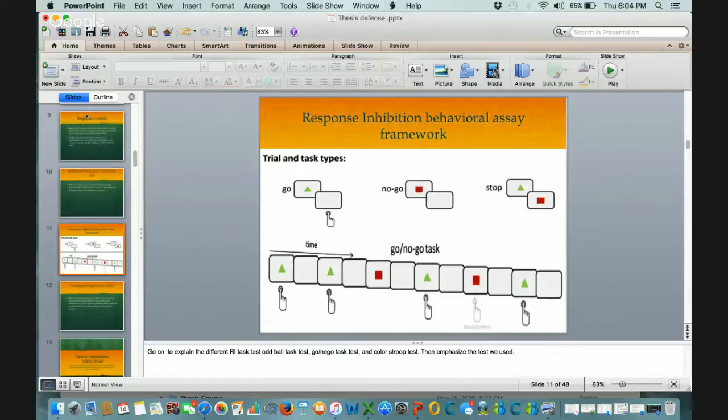This is the framework of the actual go, no-go test. As you can see, in our particular test, we had a green box that indicated the go stimulus. And whenever the participant was presented with a red box, they were supposed to inhibit the response. If they were presented with the red box and they inhibited the response, meaning they didn't press the button, this was successful impulse control.